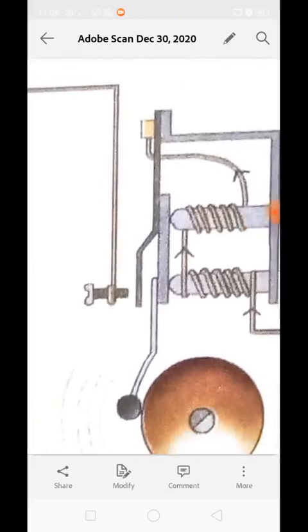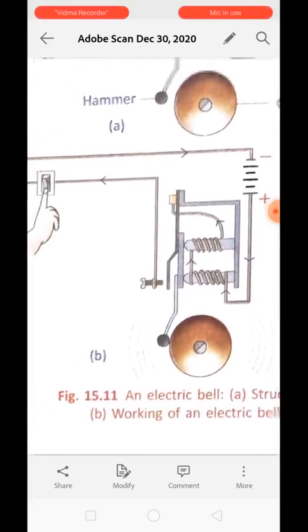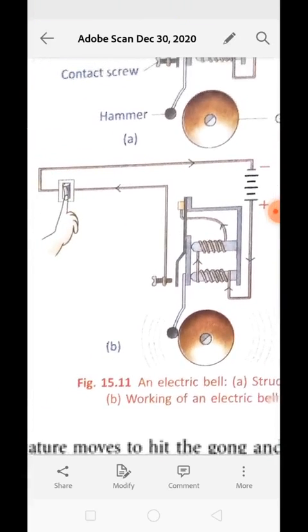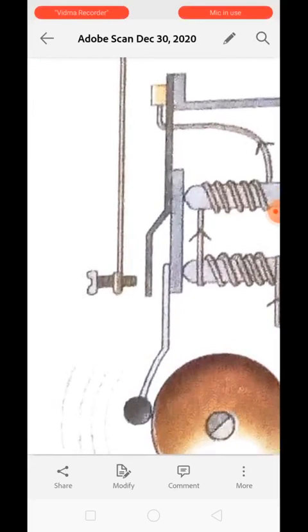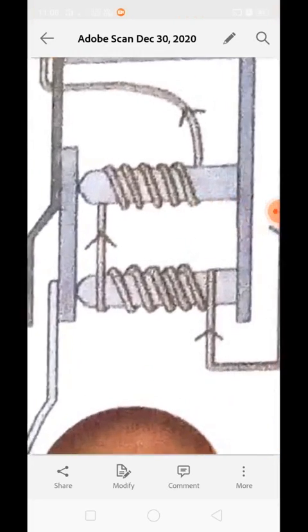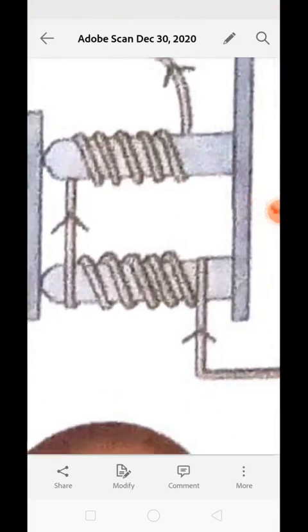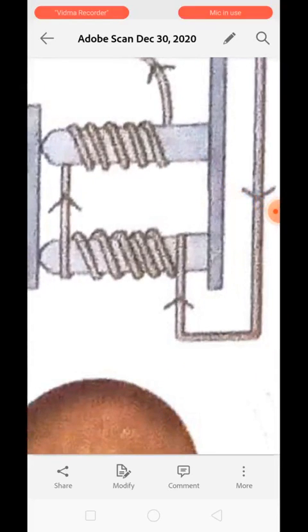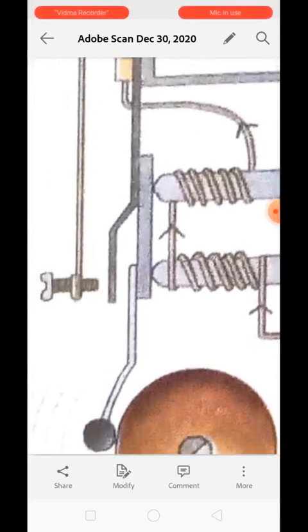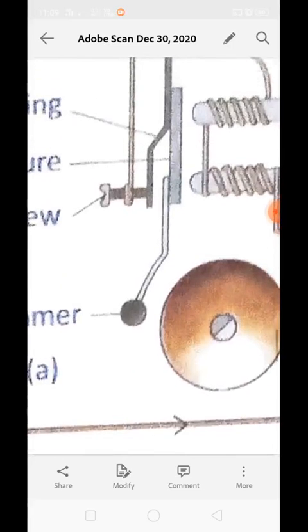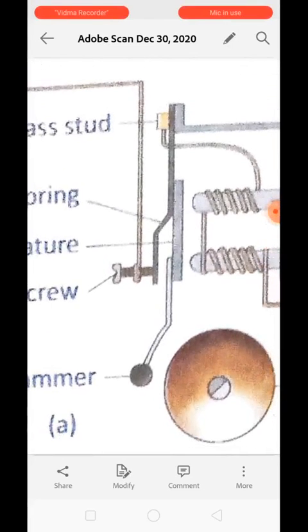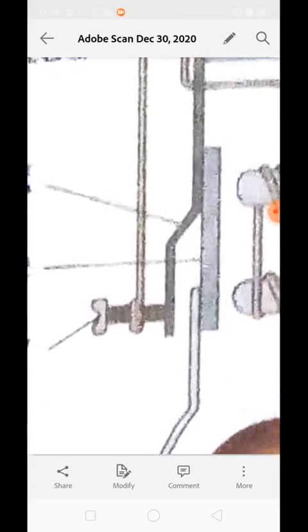It means now the circuit has converted into an open circuit. Understood? In this way, the circuit has converted into an open circuit. So, the attraction power of this U-shaped electromagnet will vanish. And if that happens, with the help of the lever, this armature will return back to its original place. It means it will return like this. And again see over here, the contact screw is making contact with the armature.